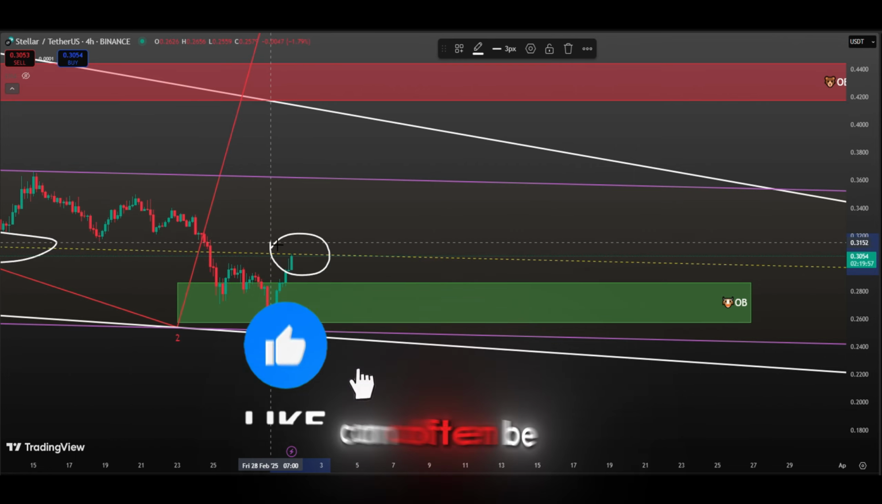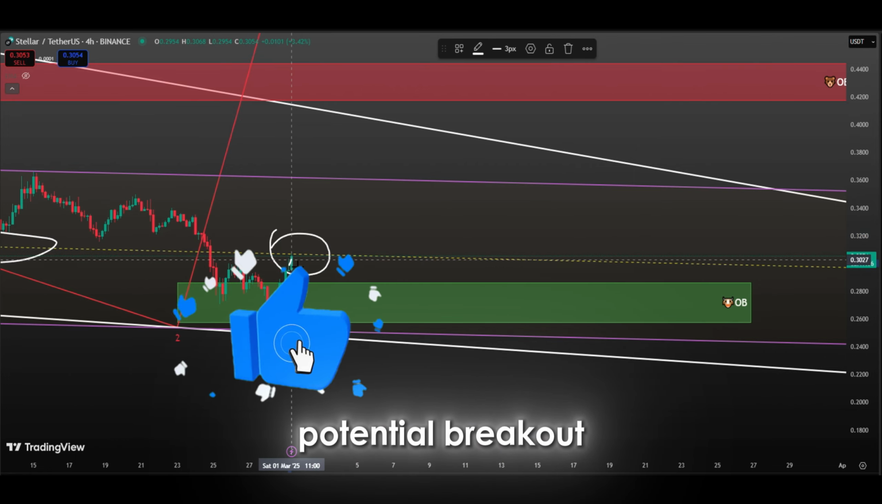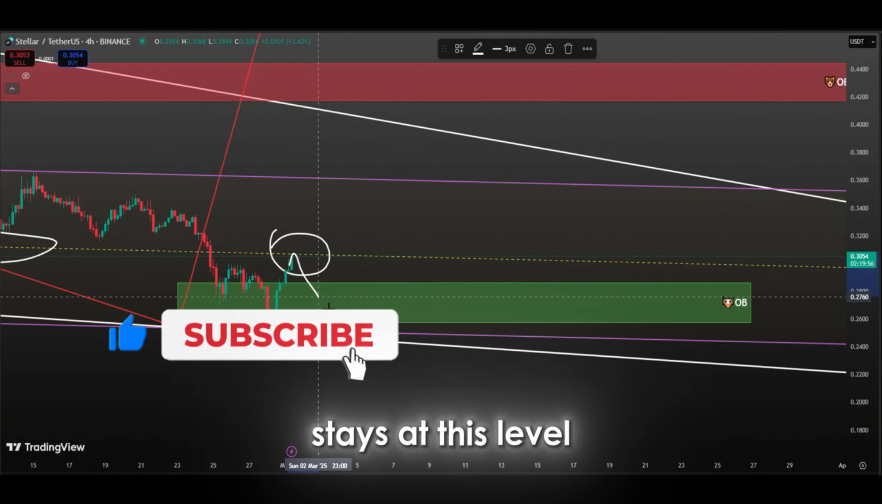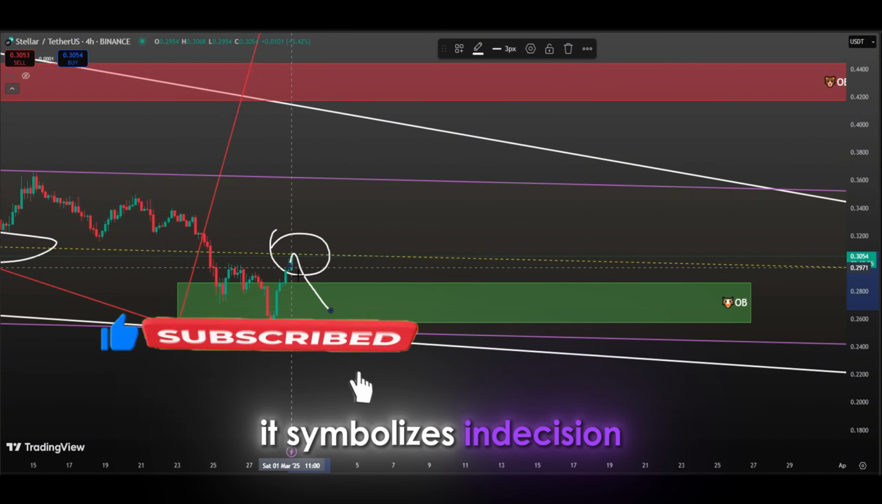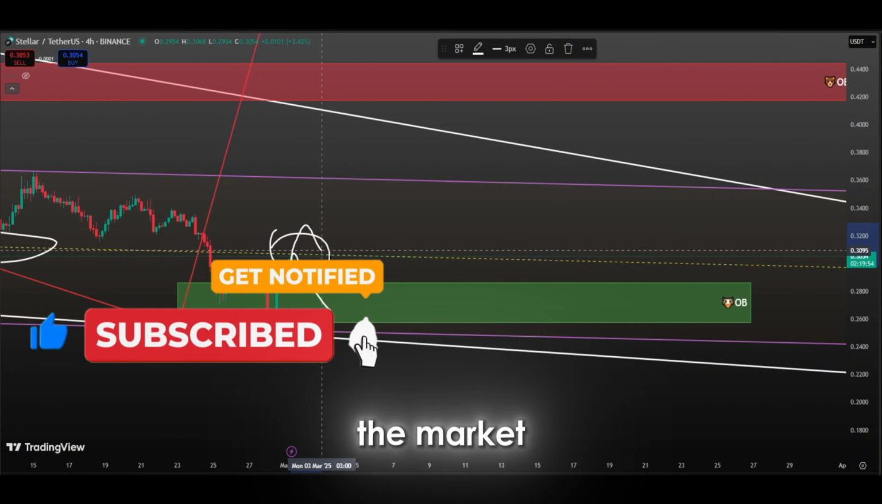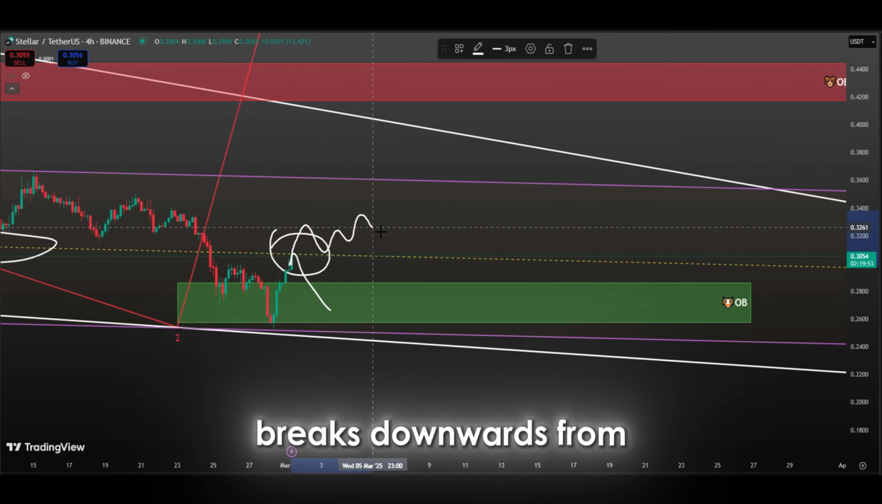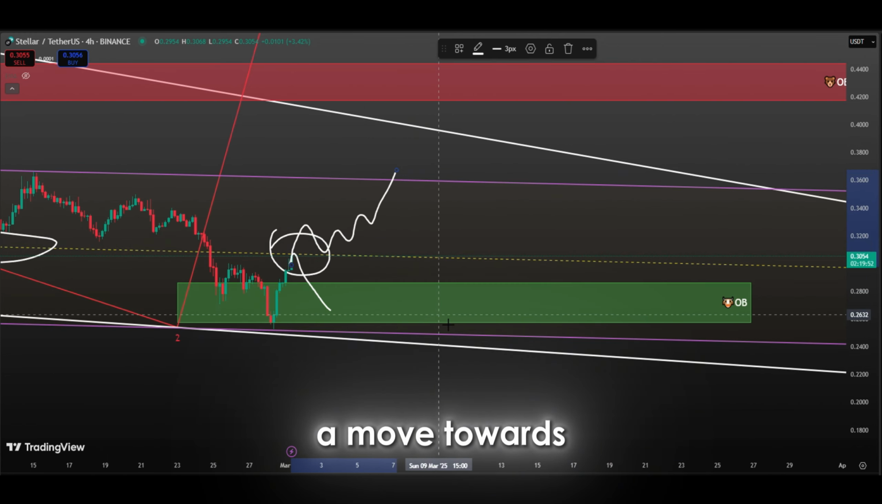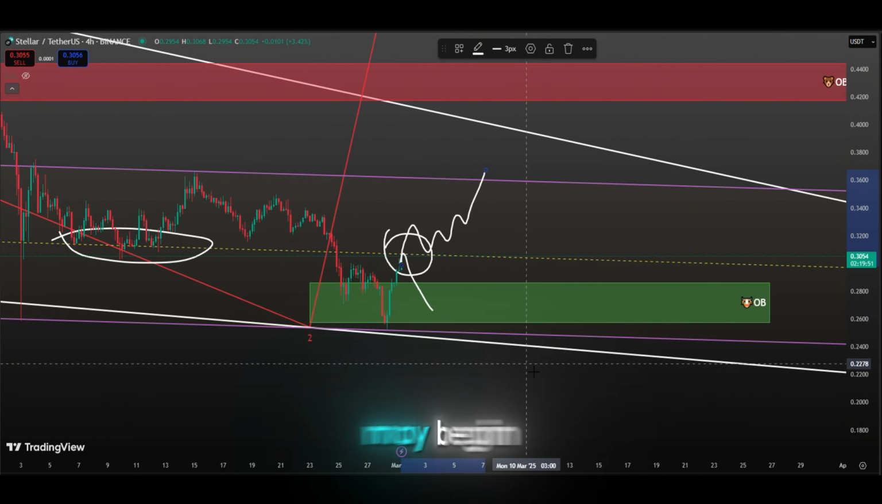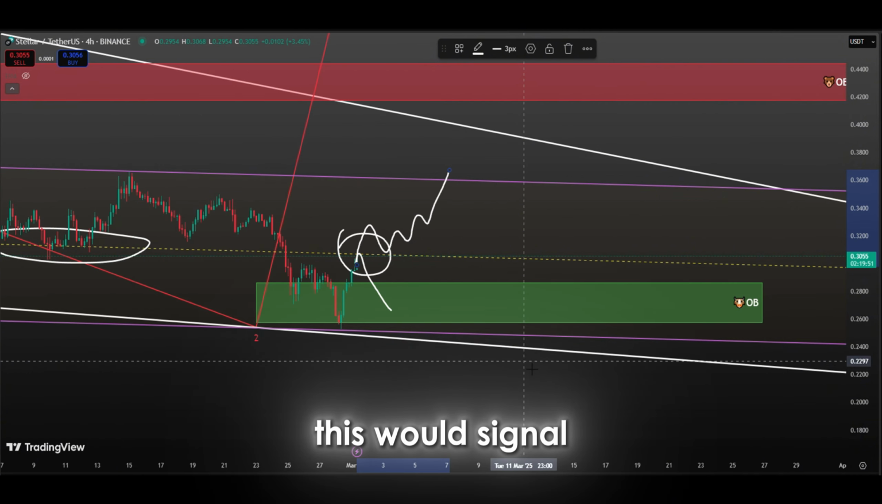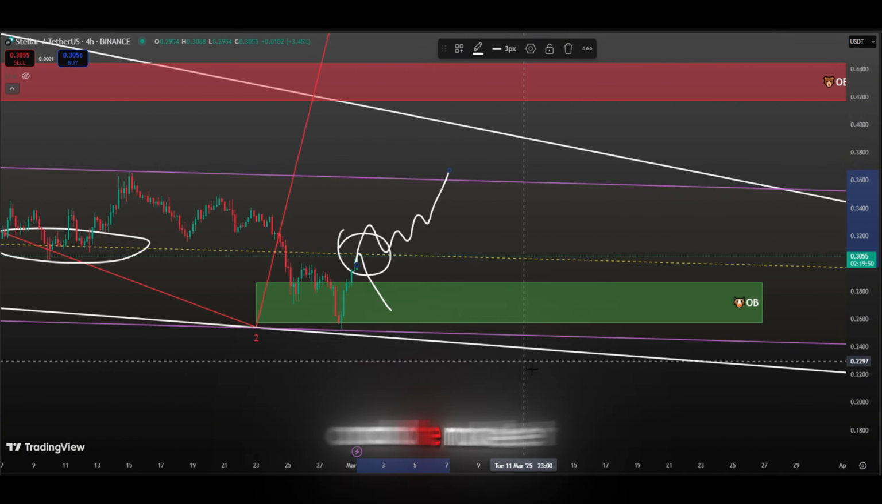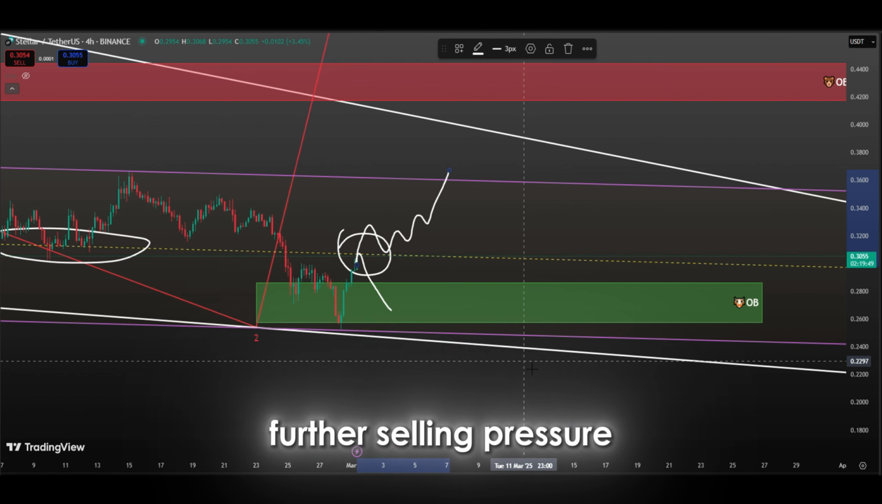Touching the middle band can often be indicative of a potential breakout. If the price stays at this level, it symbolizes indecision and waiting in the market. If the price breaks downwards from this band, it means that a move towards the lower boundary of the descending channel may begin. This would signal the continuation of the downtrend, and the market may come under further selling pressure.